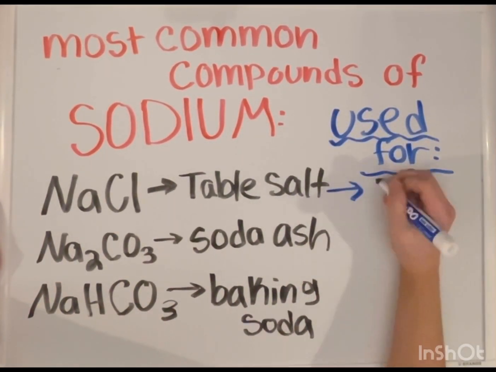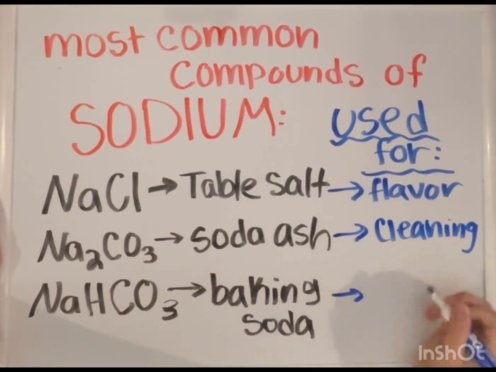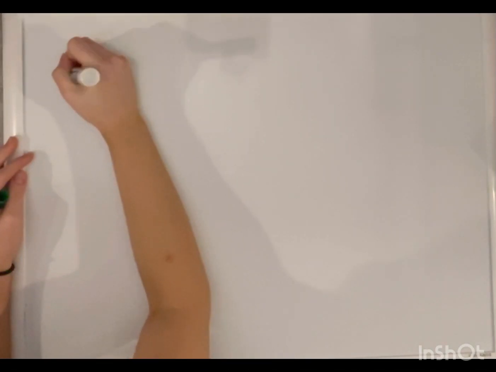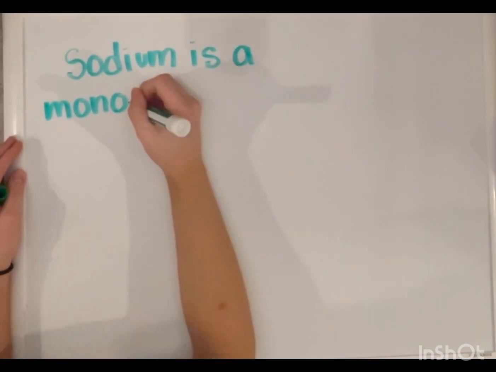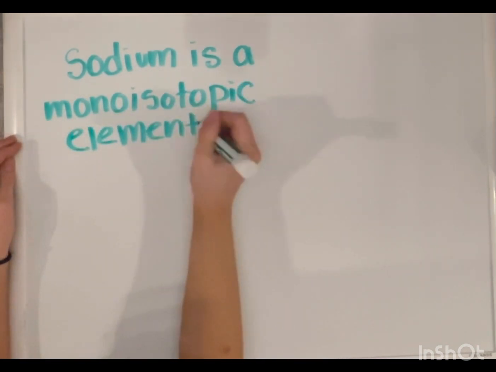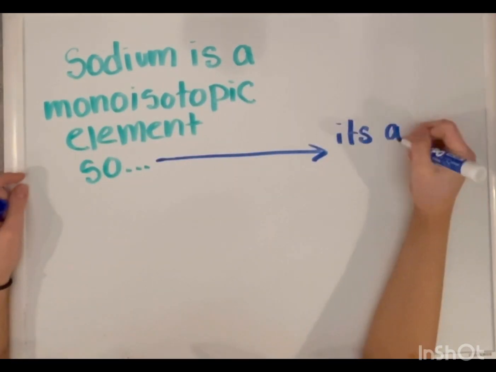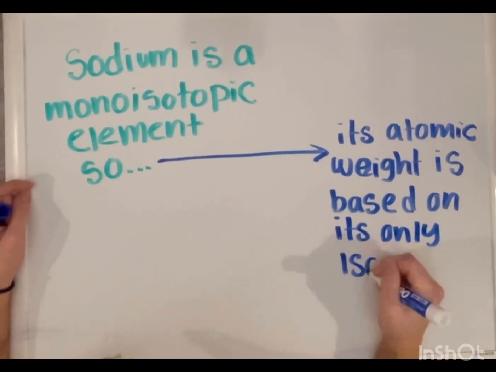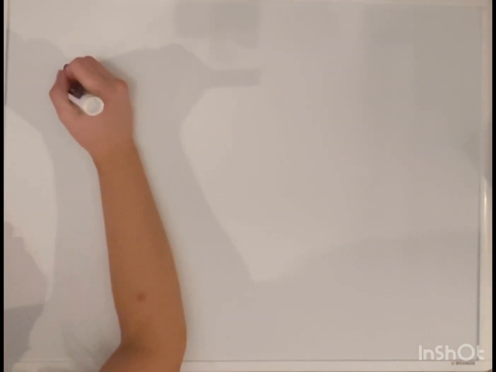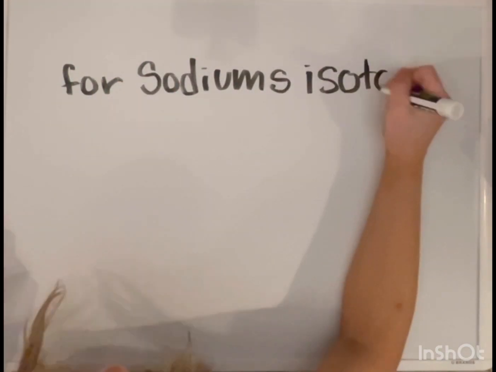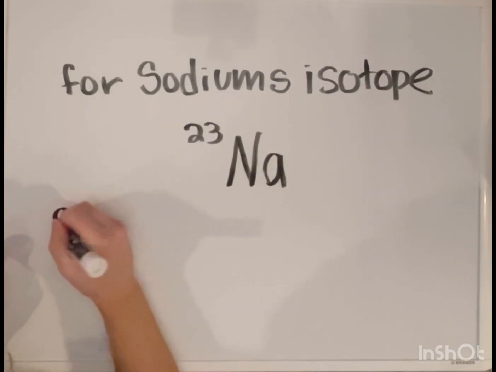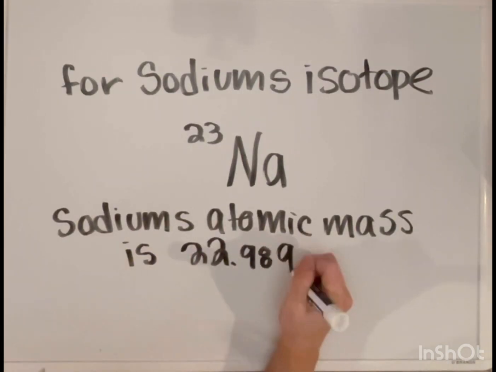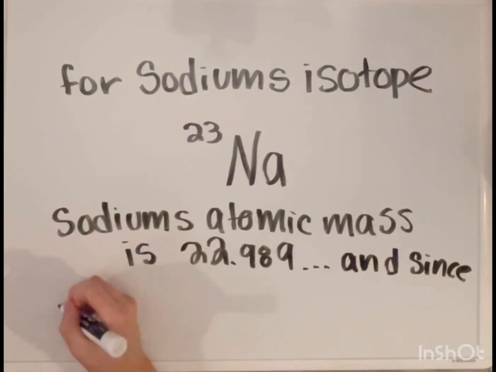And then over to the side, we have the uses for these different compounds. So usually to find the mass, you would have the different mass of each isotope and weight it by its natural abundance, and then find the average of that. But for this one, it's monoisotopic, or isotopic. I might have said that word wrong. So we just have one of the isotopes for sodium. So that's why its mass is that.